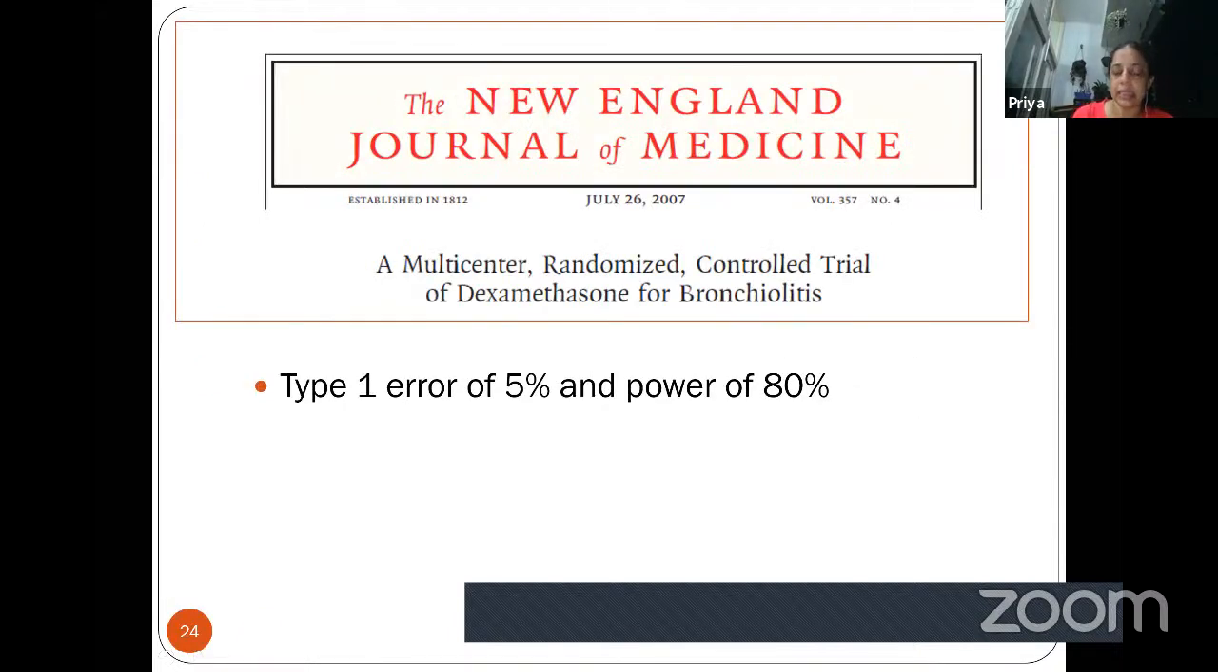Now in this study, they had an alpha or type 1 error of 5% and a power of 80%. What this means is, remember that these errors are set and finalized before you start the study. These are used to calculate the sample size, and they are decided in the protocol before you start the study. So at the end of the study, if you found a difference between the two arms, you are 95% sure it is a real difference.